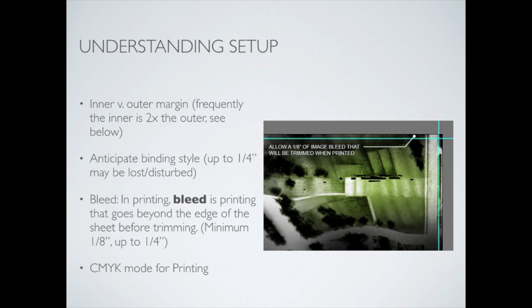When you use that kind of binding, you lose space at the very center because of all the holes that are punched in it. And so you can't put really important content right there in the center because you're going to lose it. So in that scenario, setting up the inner margin to be maybe double what the outer margin is is a better strategy, because otherwise you're losing too much. So give yourself some extra space in the center because of that binding.